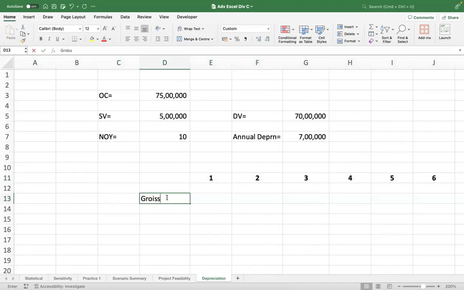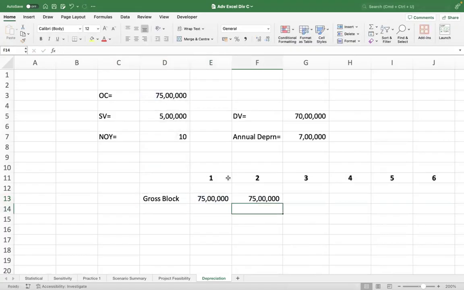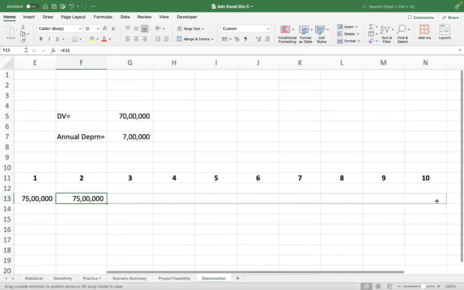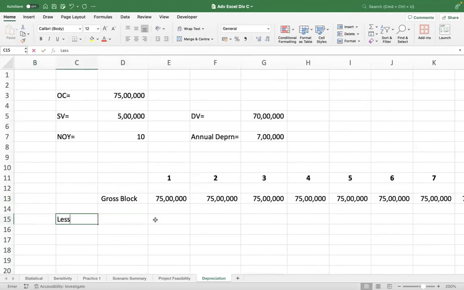We start with the gross block. Now, please remember the gross block doesn't change. That remains at 75 simply because the gross block is nothing but your original cost, and your original cost never changes. Okay, less accumulated depreciation.